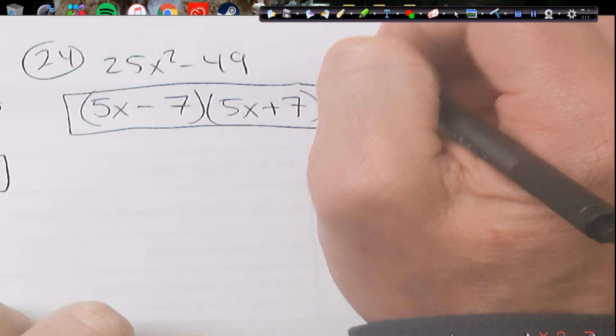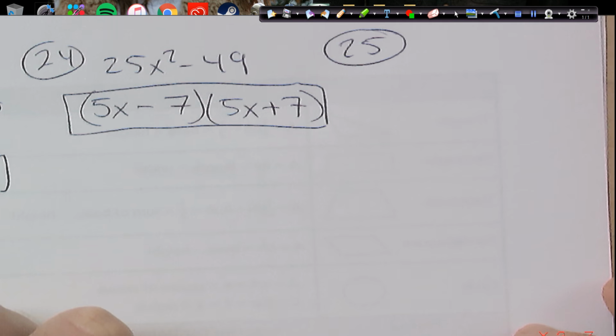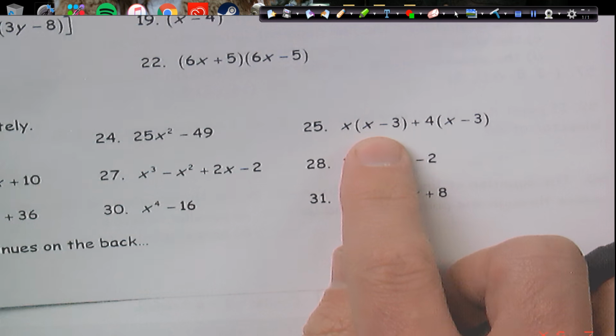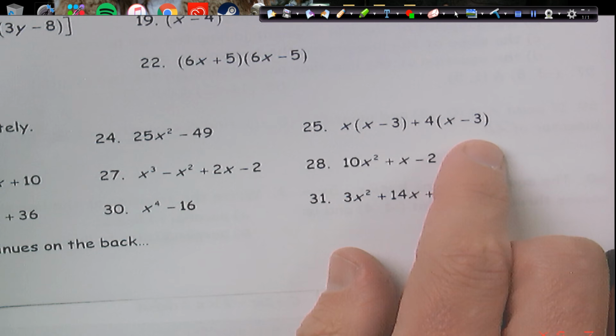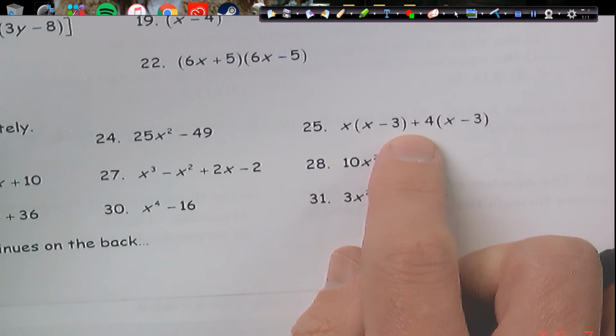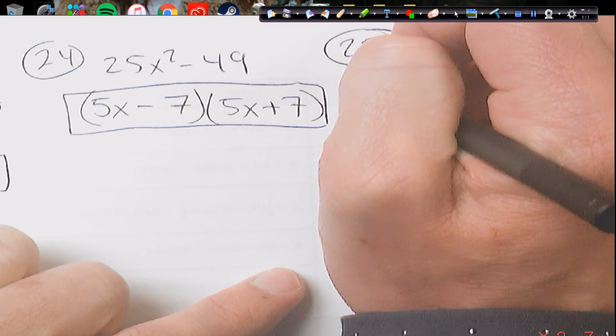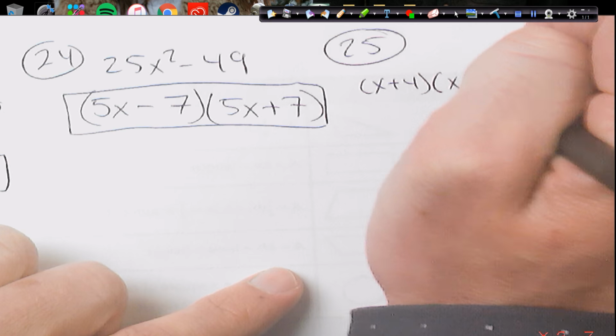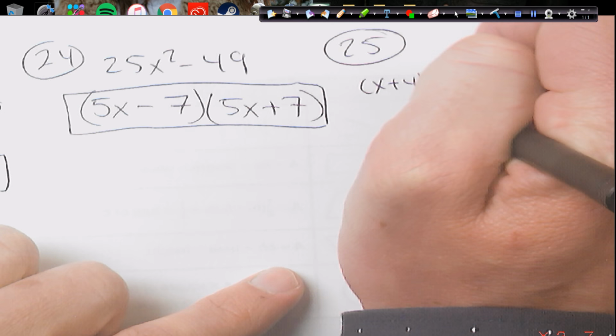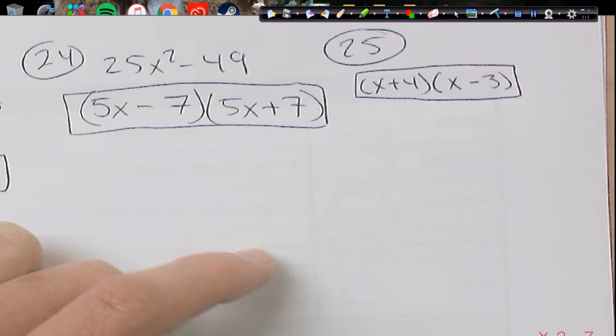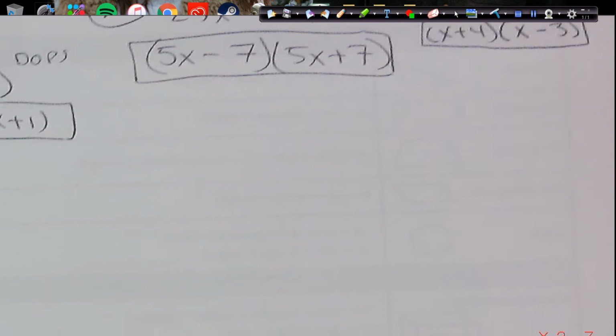25. The question here is already in what's called factor by grouping. And so all we have to do is take the two that look the same and put it together with the x plus 4. And so that one's a real quick answer. Okay.